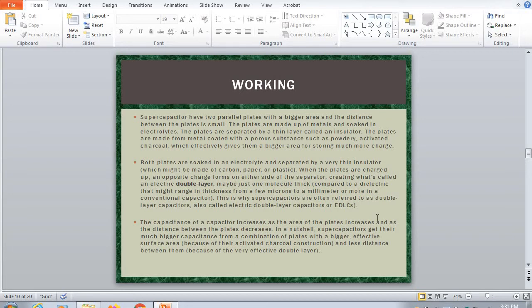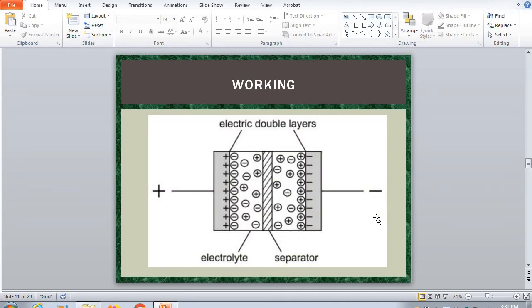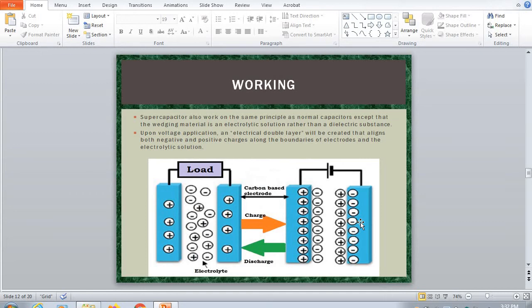In a nutshell, supercapacitors get their much bigger capacitance from a combination of plates with bigger effective surface area and less distance between them, which is because of the very effective double layer. Now this double-layer structure can be seen from this figure, where we can see a double layer has been formed, and this is the electrolyte, and in between we have a separator. Supercapacitors also work basically on the same principle as normal capacitors, except that the wedging material is an electrolytic solution rather than a dielectric substance.